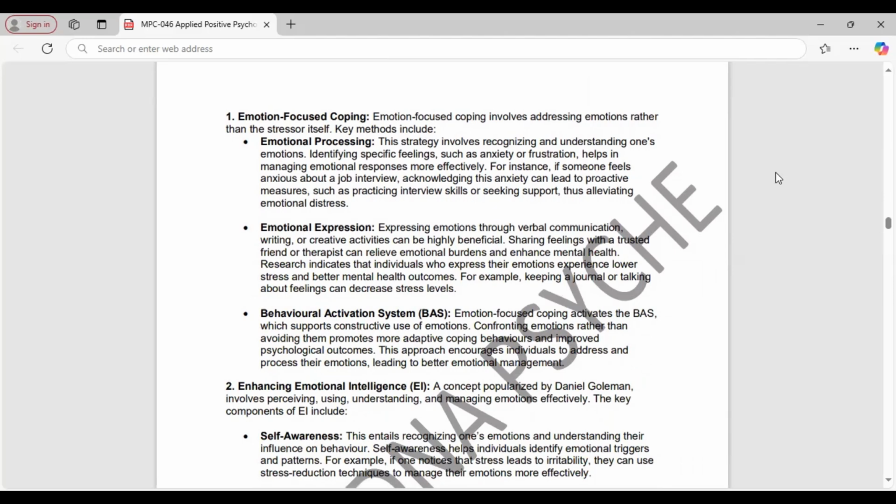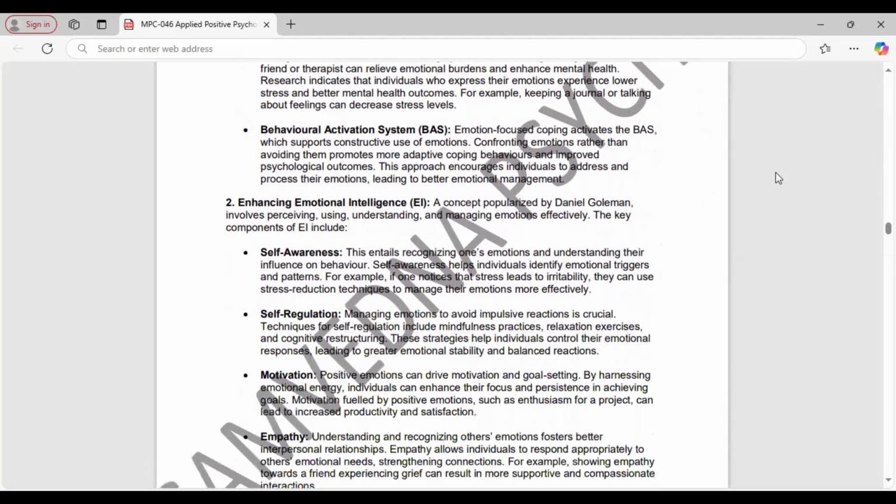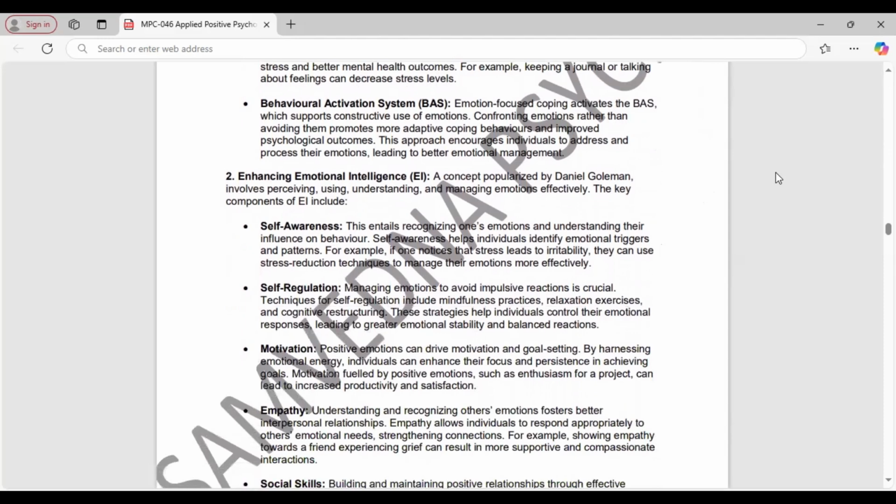Behavioral activation system or BAS. Engaging with emotions promotes adaptive coping behaviors leading to better psychological outcomes. Addressing emotions rather than avoiding them supports improved emotional management. Next is enhancing emotional intelligence, EI. EI involves perceiving, using, understanding and managing emotions effectively.